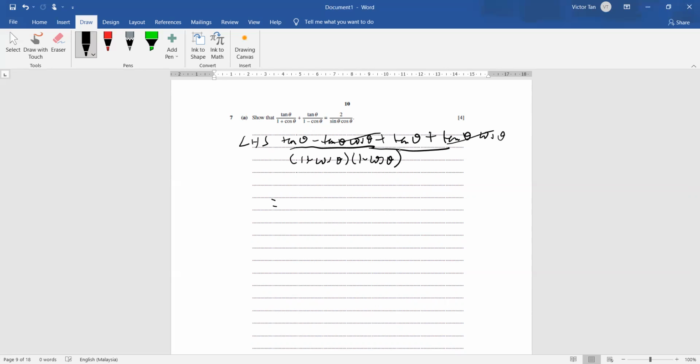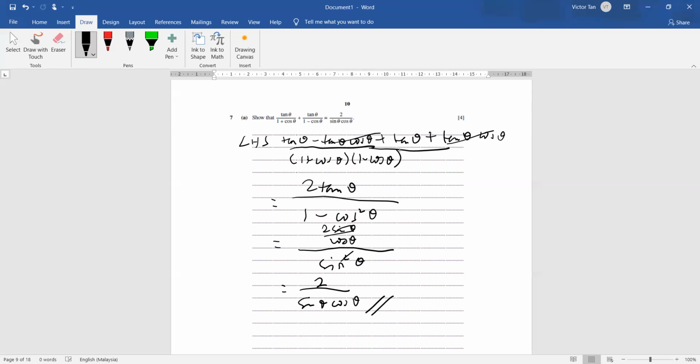So this will be 2 tangent theta, and expanding you get 1 minus cos square theta. Now you can change. 1 minus cos square theta is sine square theta. Changing tangent theta using the identity, there you have it. It's 2 over sine theta cos theta. Sure.